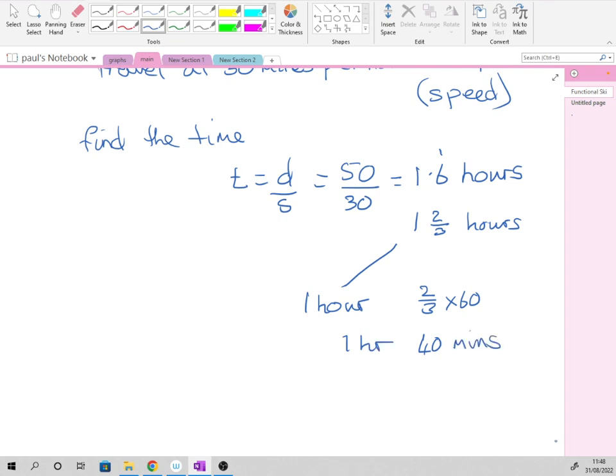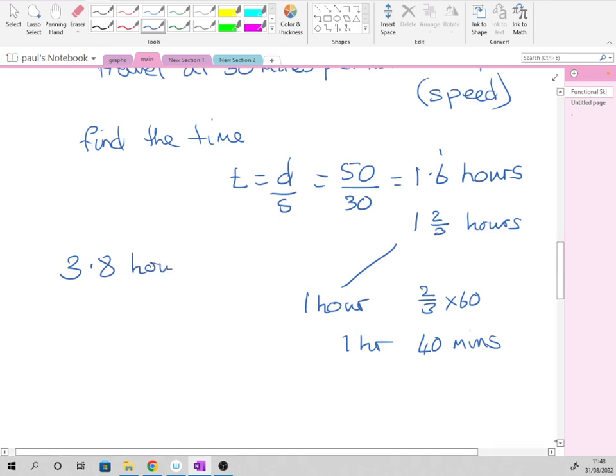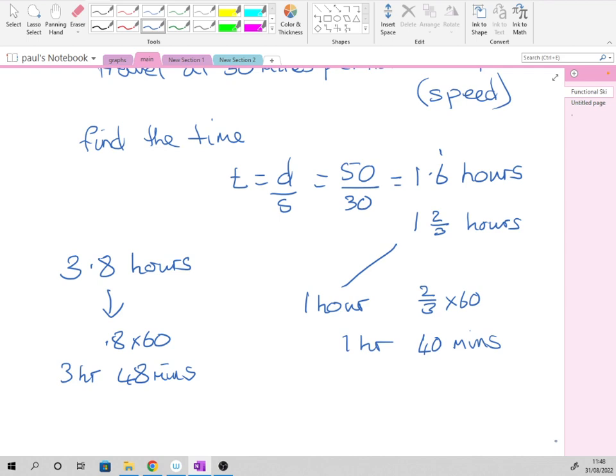They might not ask you to change it into hours and minutes, but whatever you get here, say we've got 3.8 hours, it's not 3 hours 80, it can't be. All we need to do is just take this 0.8 times it by 60, which is 48, so that becomes 48 minutes. So that was 3 hours and 48 minutes. So that's how to convert the decimal into the minutes.